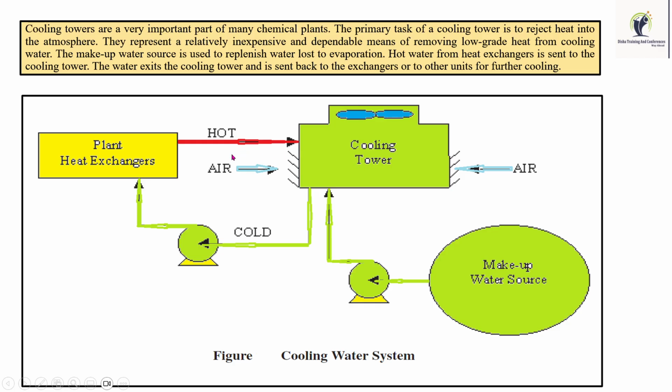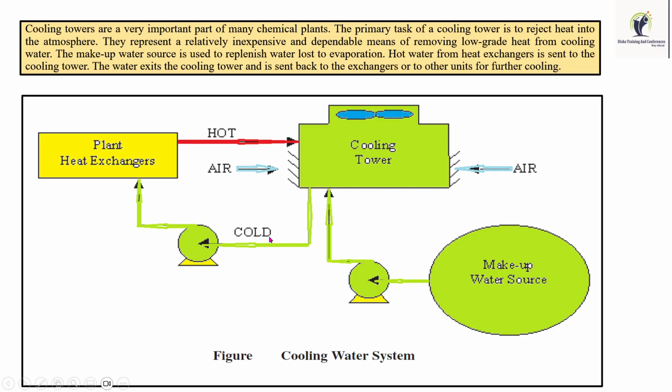This is the cheapest way: with the help of this equipment, the cooling tower, you can release the heat generated in the plant and keep the production going. So this is the schematic diagram. This is the heat exchanger of the plant, where heat is generated. The product needs to be cooled.